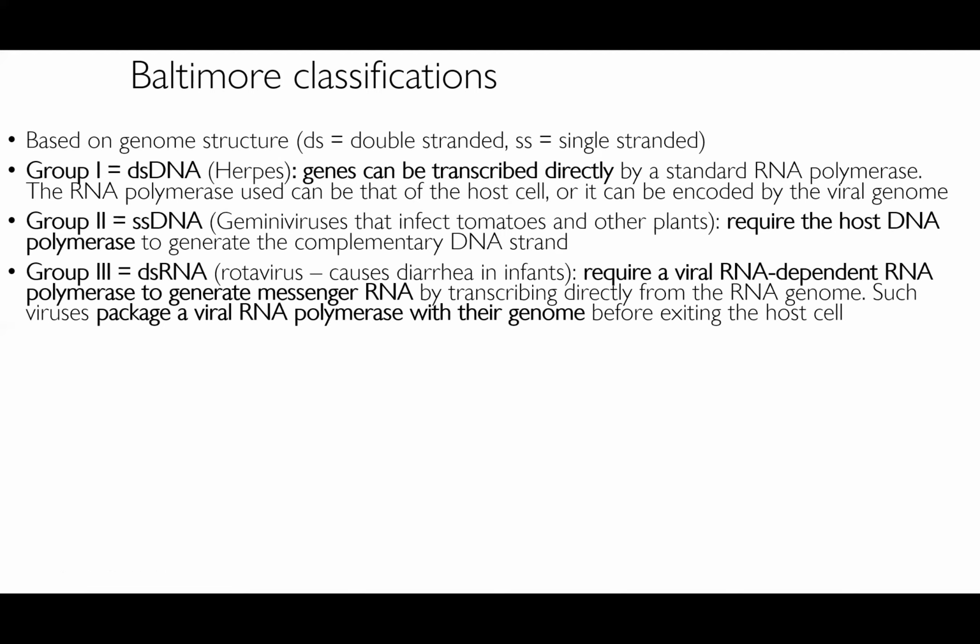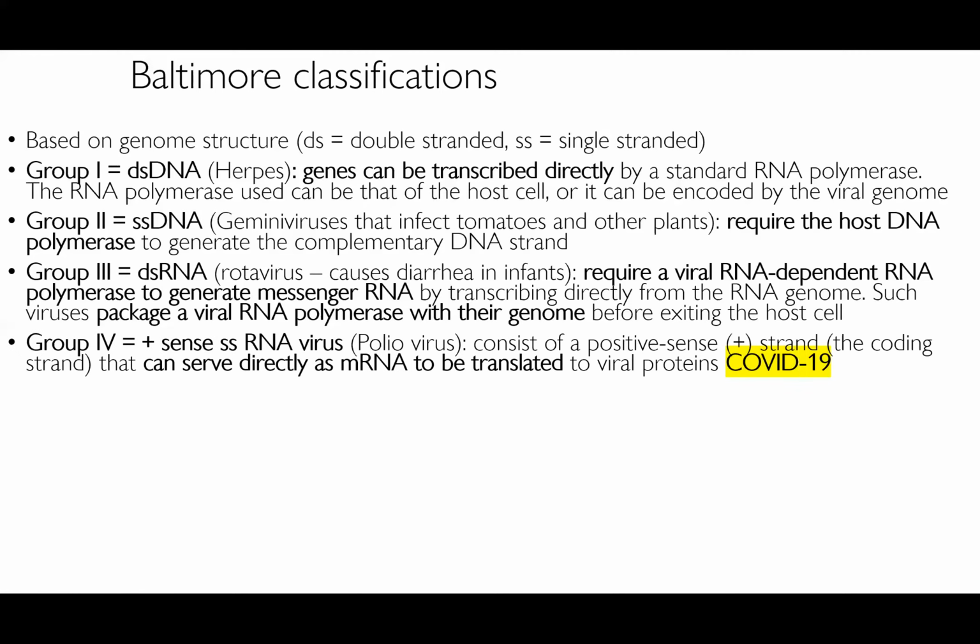So for instance, many of you have children. You might have heard of rotavirus because it causes pretty severe diarrhea in infants. But group 3 is a double-stranded RNA, so they require a viral RNA-dependent RNA polymerase to generate mRNA, and they basically use their double-stranded RNA to make a piece of mRNA to then go and attack the host.